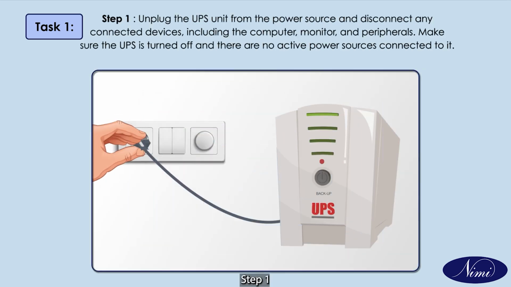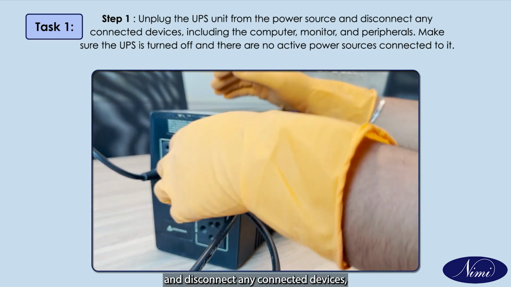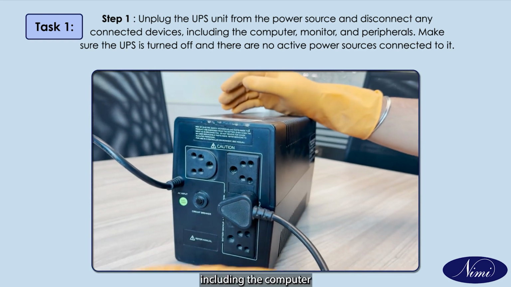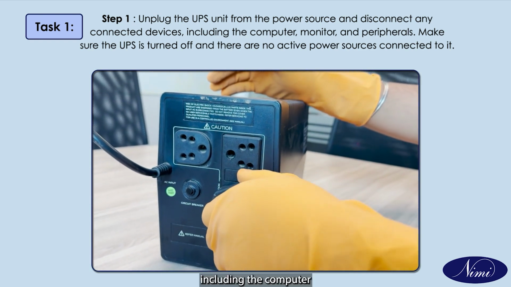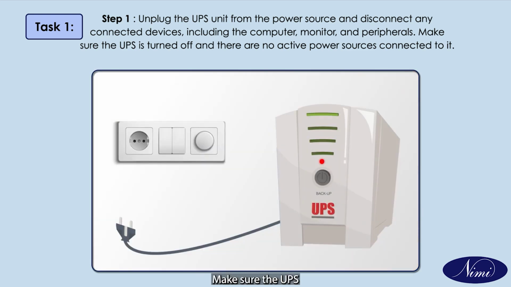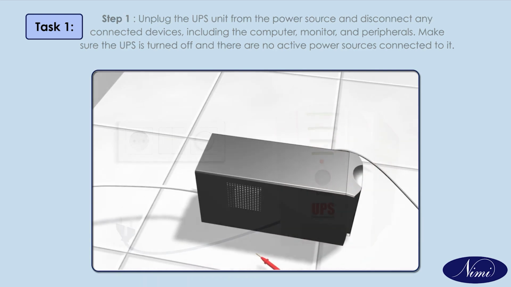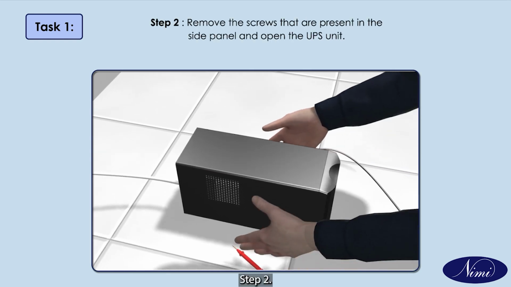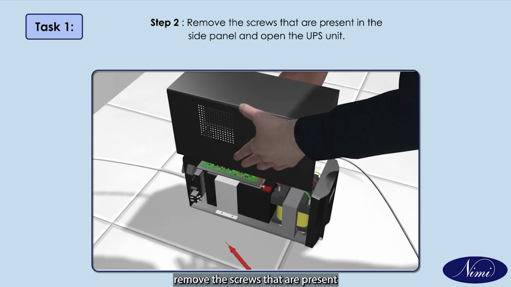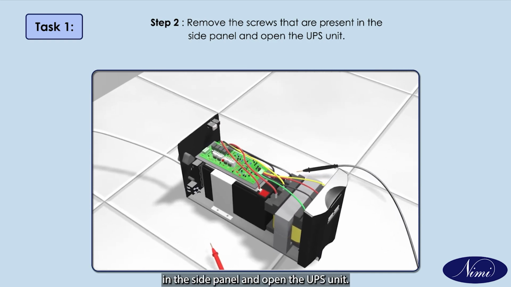Step 1. Unplug the UPS unit from the power source and disconnect any connected devices, including the computer, monitor and peripherals. Make sure the UPS is turned off and there are no active power sources connected to it. Step 2. Remove the screws that are present in the side panel and open the UPS unit.